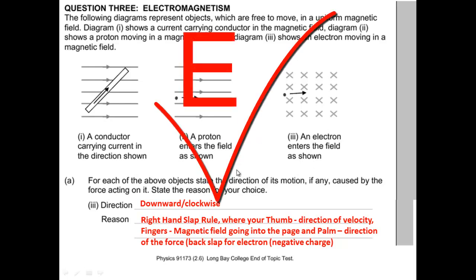If you got all 3 of those directions right and all 3 of those reasons right, you got an E. Well done.